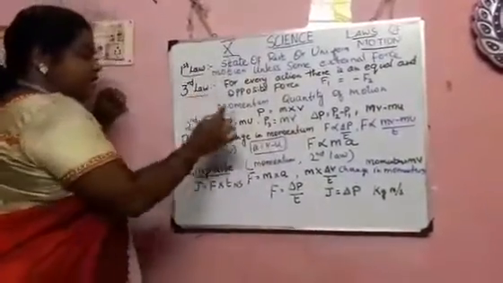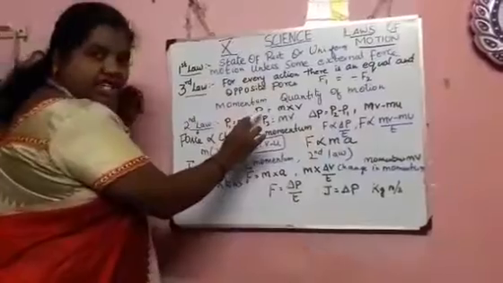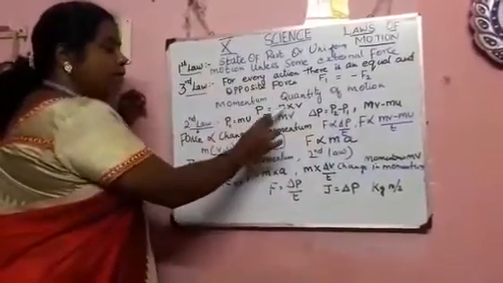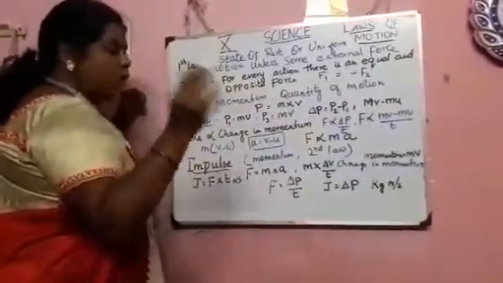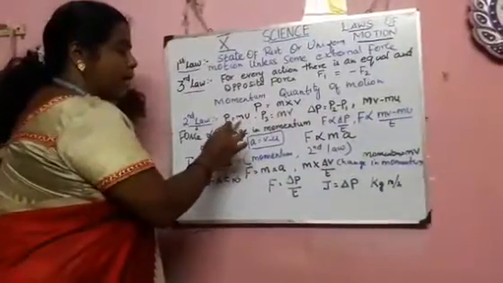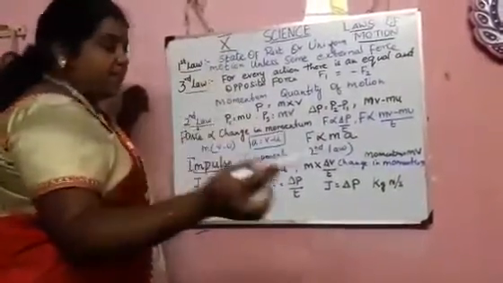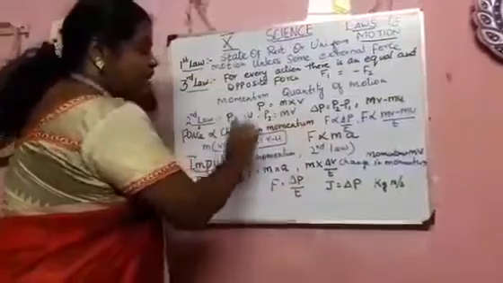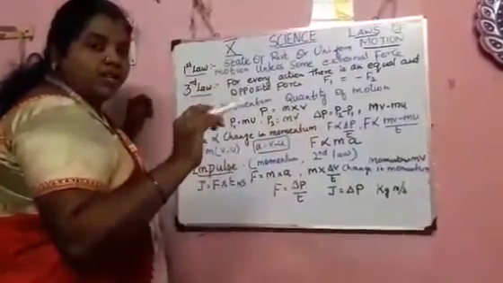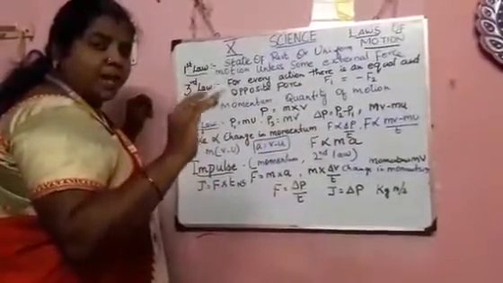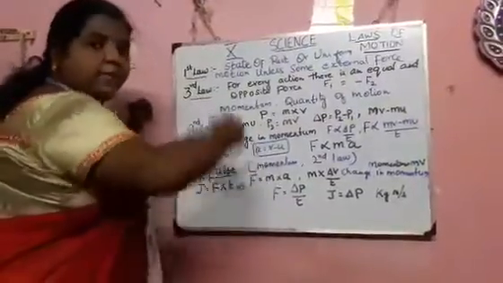Okay, let's see that. Momentum at the initial state: P1 equals M into initial velocity U. And next, P2 equals M into V, the final velocity. Next, the change in momentum. Usually change means you subtract the initial state from the final state.